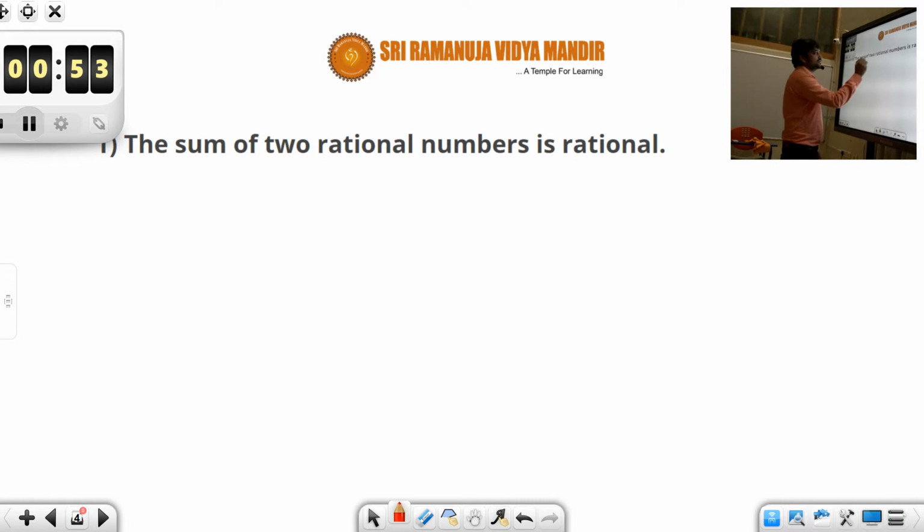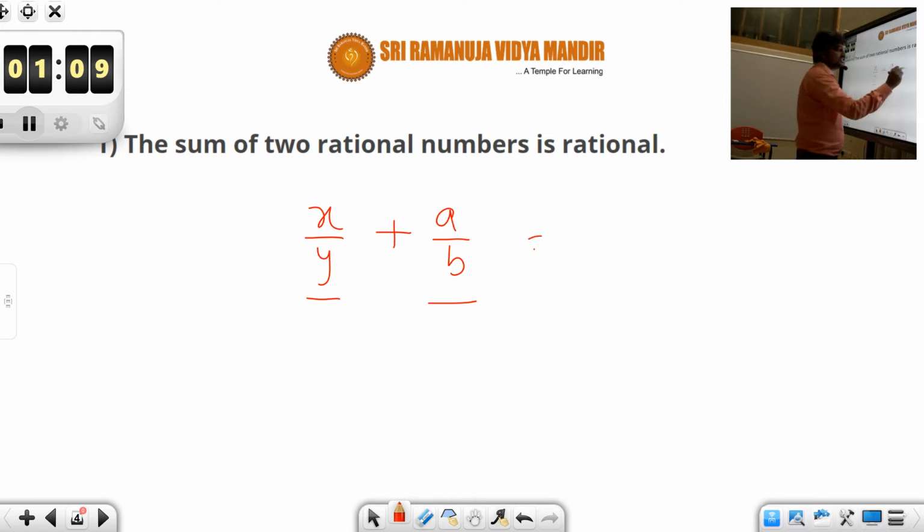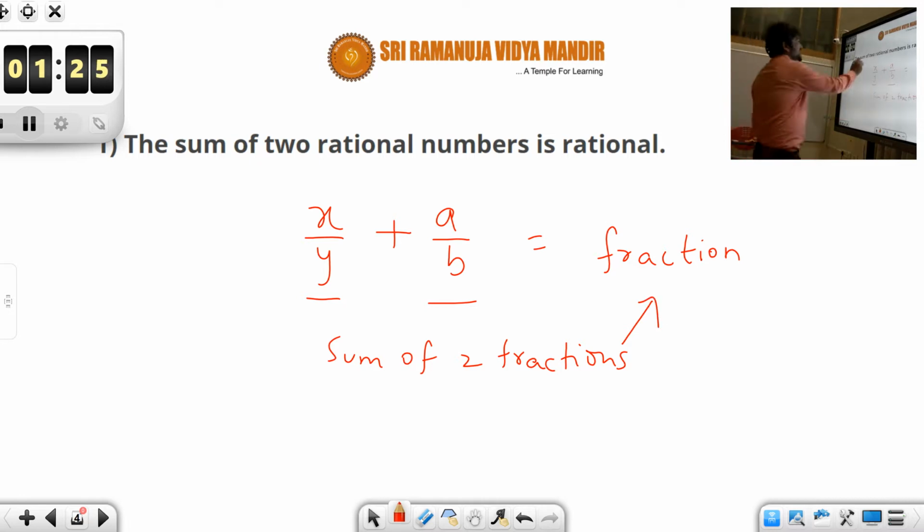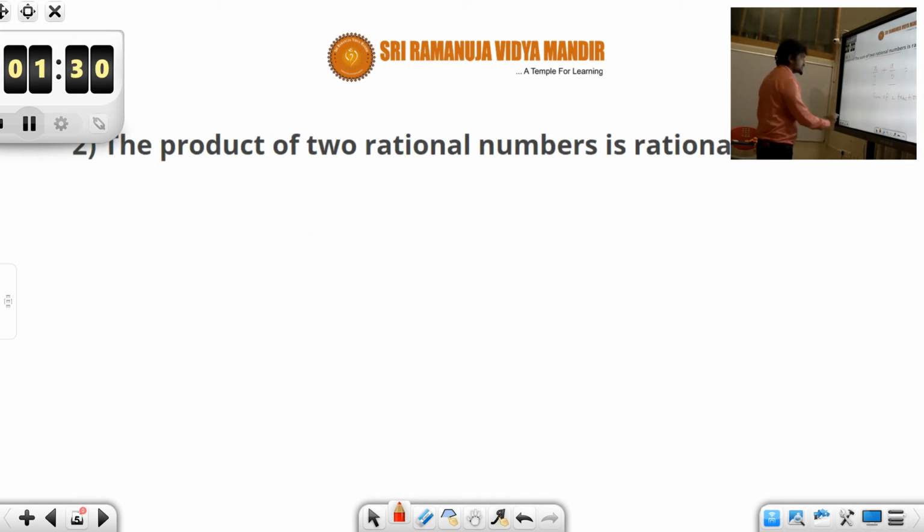As we already know, rational number means what? It is some number which can be expressed as ratio of two integers. Say the first number is x by y, and the second rational number is, say, some a by b. So these both are fractions, and we know sum of two fractions is again a fraction, right? So students, what can we conclude? Hence the sum of two rational numbers is rational. Okay, hope this is clear. Let's look at the next question.